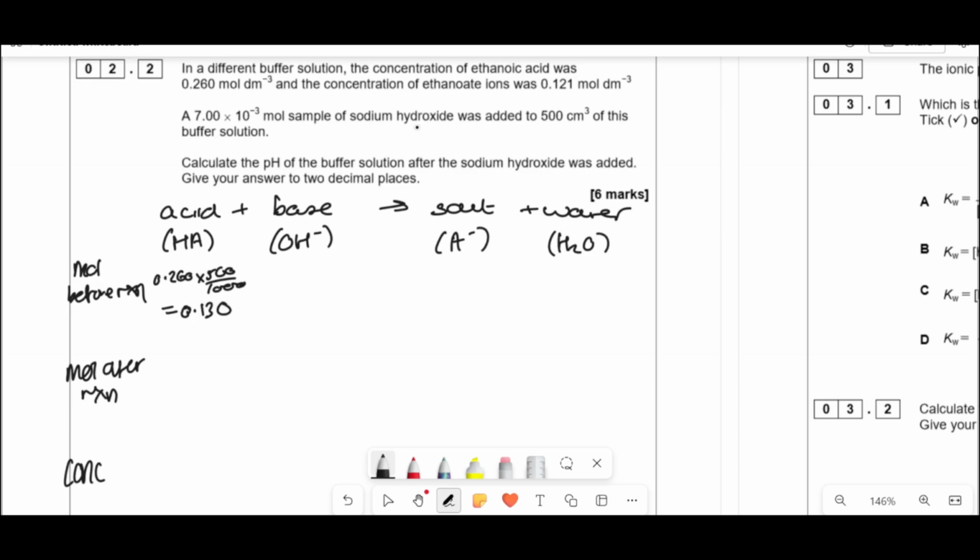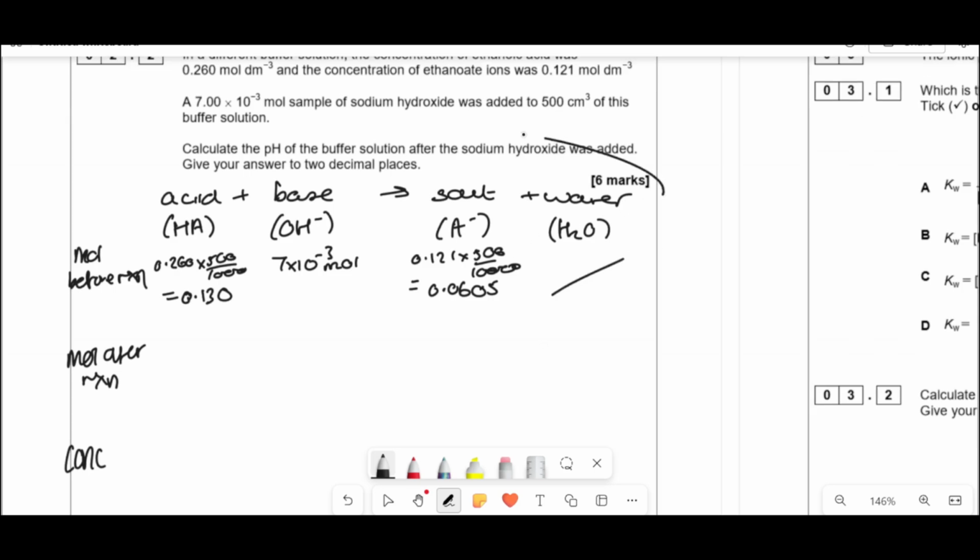The moles of base that they've just added, we're working only on what they just added, is going to be 7 times 10 to the minus 3 moles, as per the question, right? Now, how much salt did we have before this reaction actually started taking place? Again, it's just when everything's mixed. It's told you that the concentration of ethanoate ions, which is A minus, which would have come from the salt, is this. So then you would have 0.121 times 500 over 1,000. If you do that, you get 0.0605, and water we don't really care about because it doesn't come up in the Ka equation.